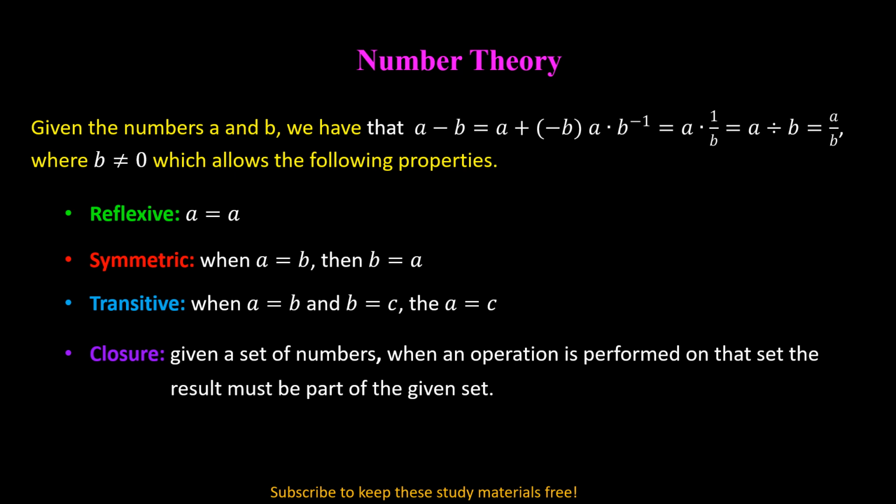Transitive is like a connective. In this situation, B is your connective. So that gives you A is equal to B.